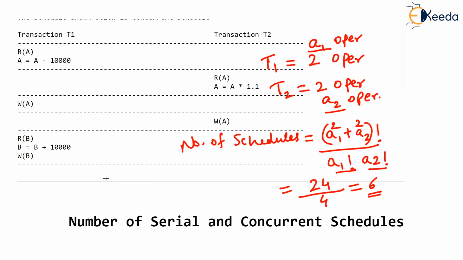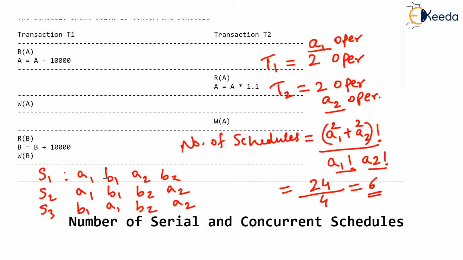Recall again, S1 was A1, B1, A2, B2, correct? S2 was A1, B1, B2, A2. S3 was B1, A1, B2, A2. And S4 was B1, A1, A2, B2. So we had only 4 concurrent schedules, but according to this formula, the number of schedules is coming out as 6. Now those two additional schedules are like this.